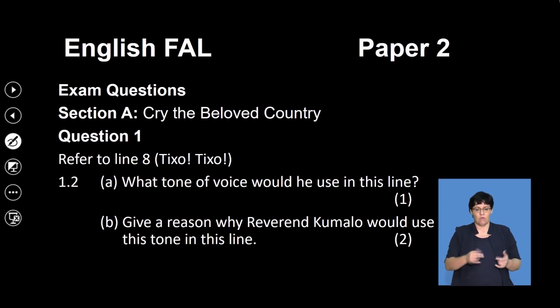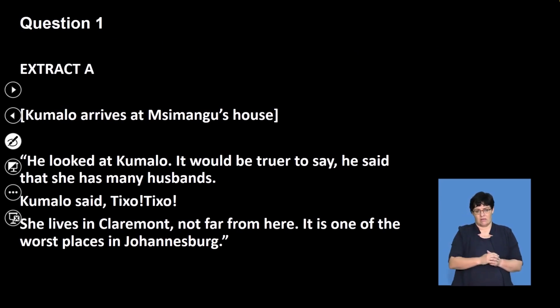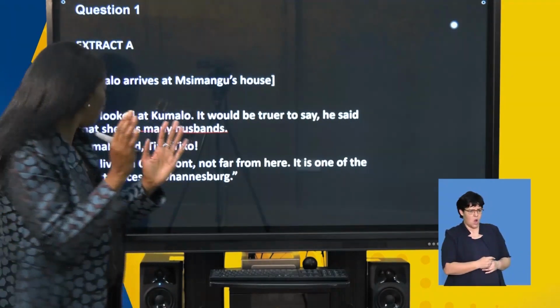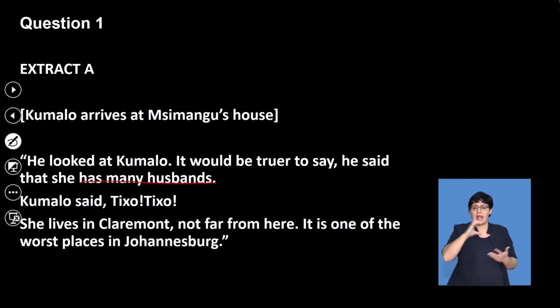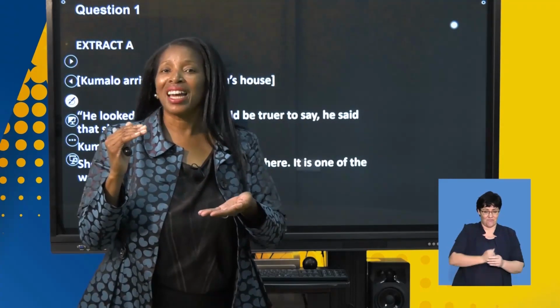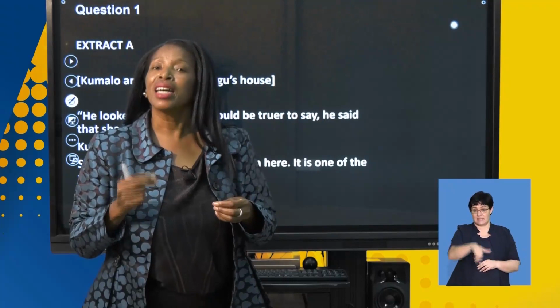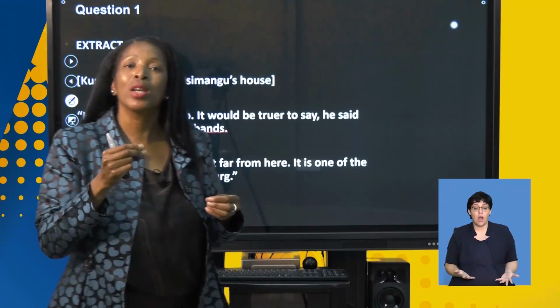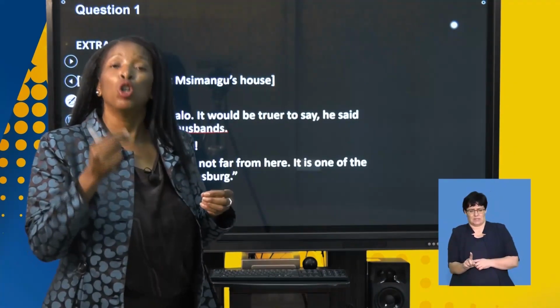Okay, let us look at the questions on tone. This is another form of figurative language. Here's an extract, still on Khumalo and Msimangu, Cry, the Beloved Country. He looked at Khumalo. It would be truer to say, he said that she has many husbands. That would be a better statement instead of saying she's gravely ill. Khumalo said, "Tixo, Tixo. She lives in Claremont, not far from here. It is one of the places in Johannesburg." Now you may get an extract like this, which is obviously connected to the one we just read. The first part of the extract, we responded to a question on irony. Here, I'm going to show you how to respond to a question on tone. Let us look at what tone is before we actually look at the particular question.